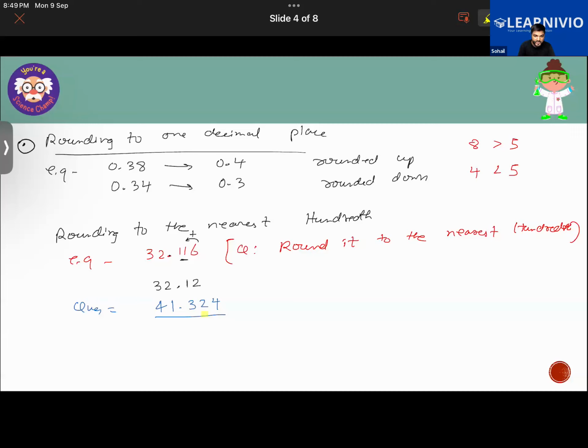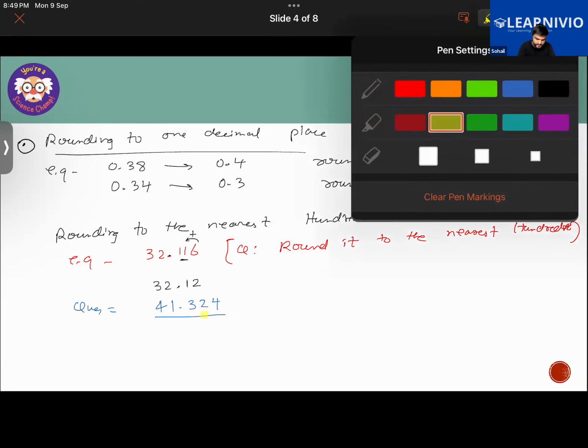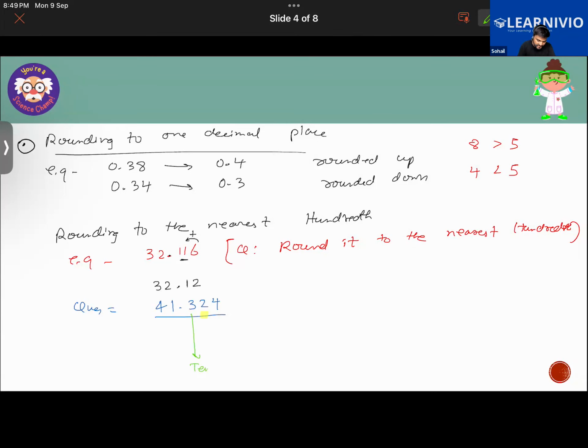So this 3 is at the tenths place, while 2 is standing at the hundredths place. So our focus is 2 here. Now look at the number right of 2. That is 4. As per the rule, if the number is 5 or more, then you have to round up. But here we see that the number is less than 5, this 4. So it will be rounded down in this situation. Getting it? So this will become 41.32. This is how it is rounded to the nearest hundredth.